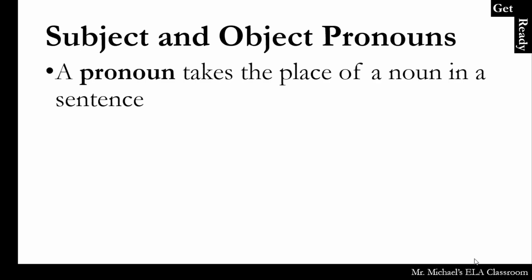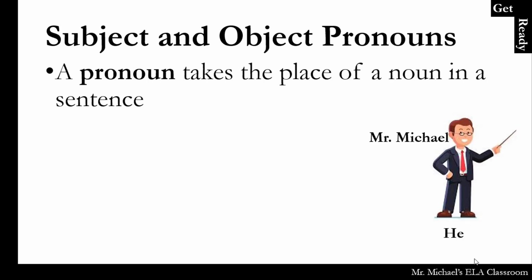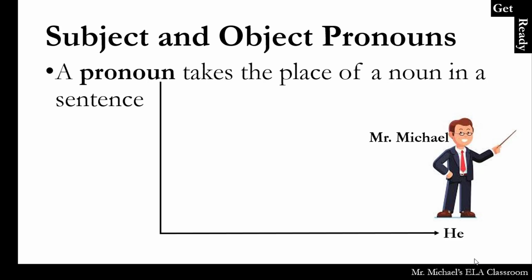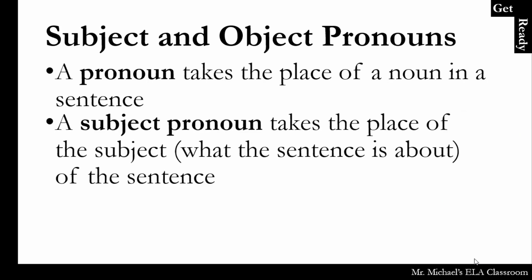So subject and object pronouns. So a pronoun takes the place of a noun in a sentence. So we can use Mr. Michael or we can use he. If I was talking about myself, I could say I. So that's the pronoun he. A subject pronoun takes the place of the subject, so what the sentence is about.